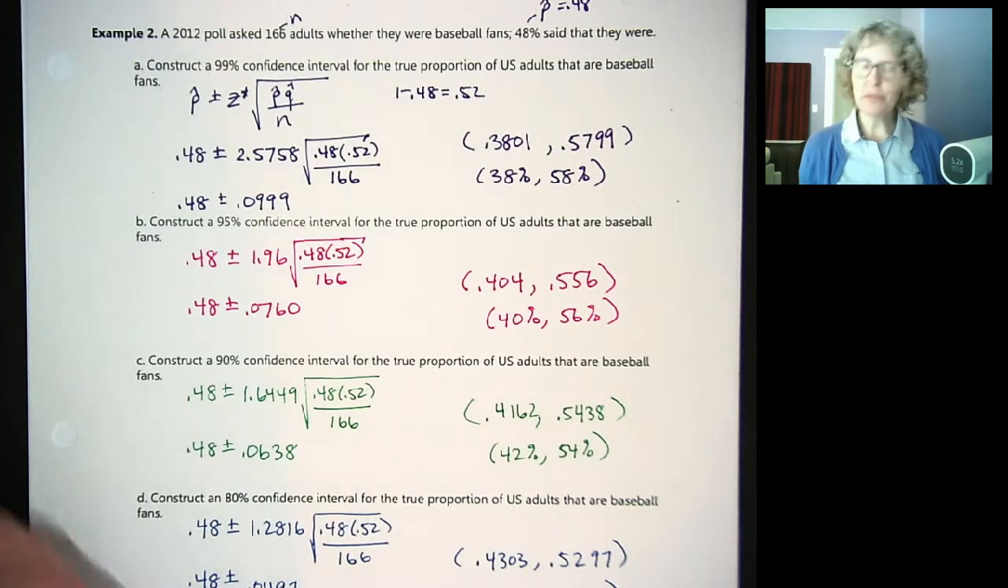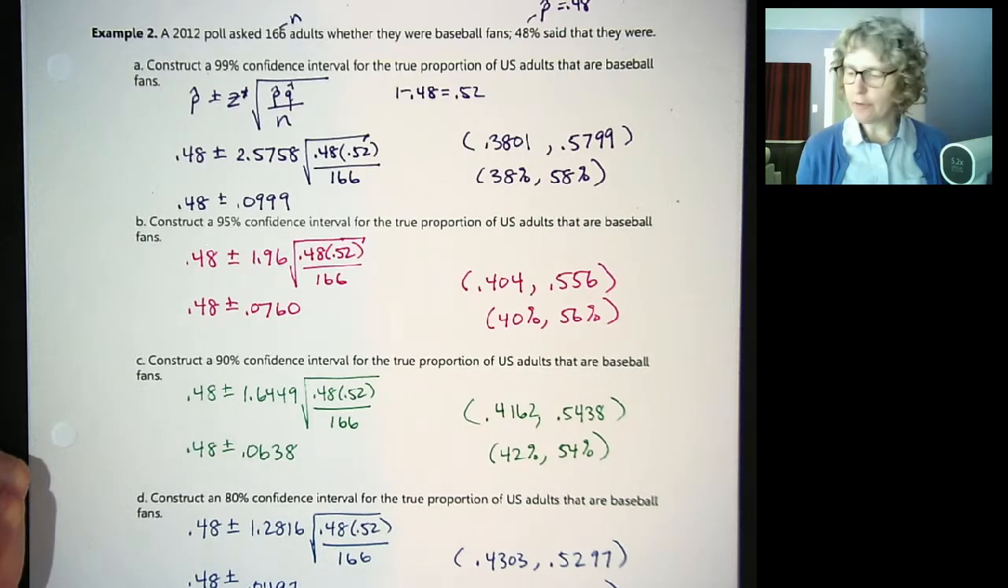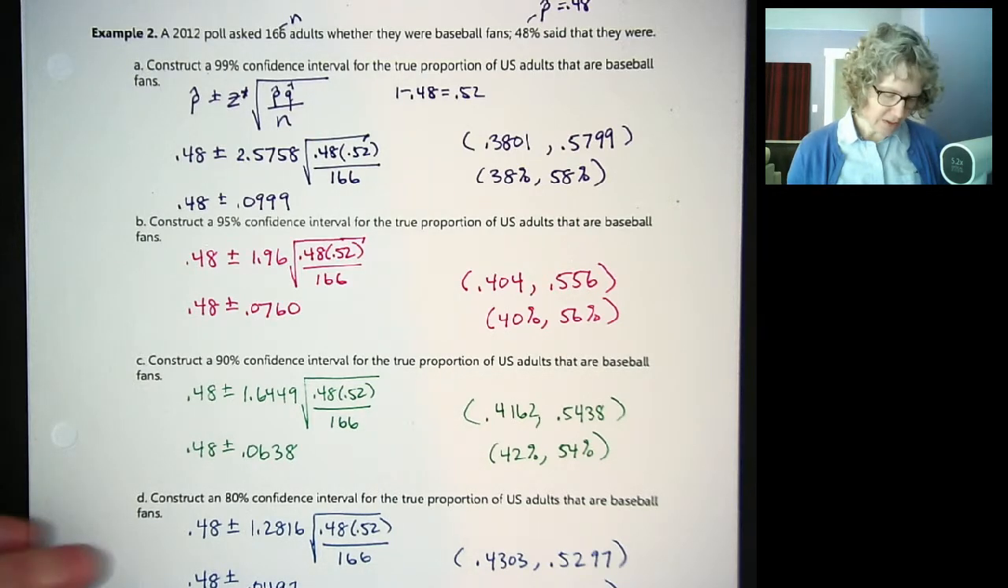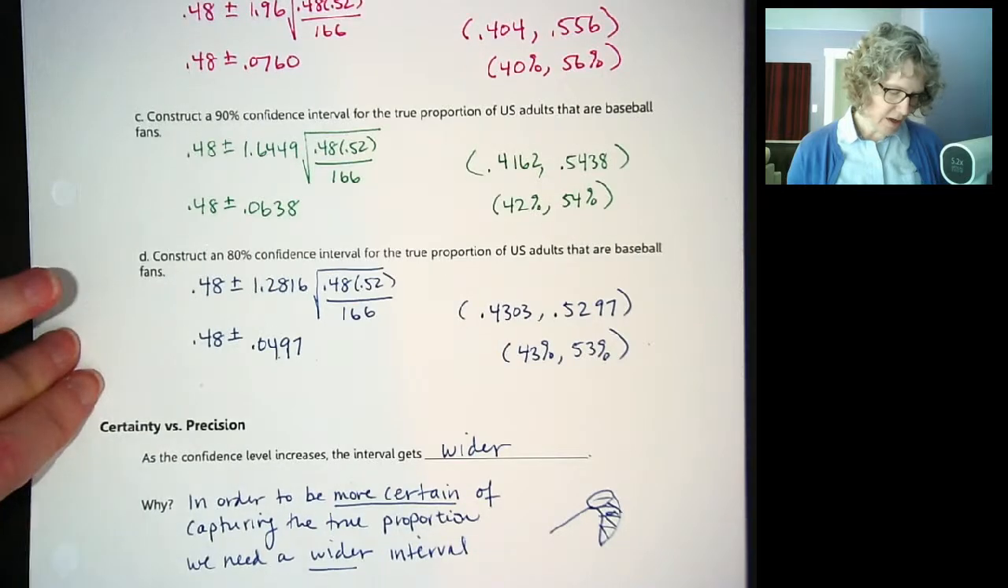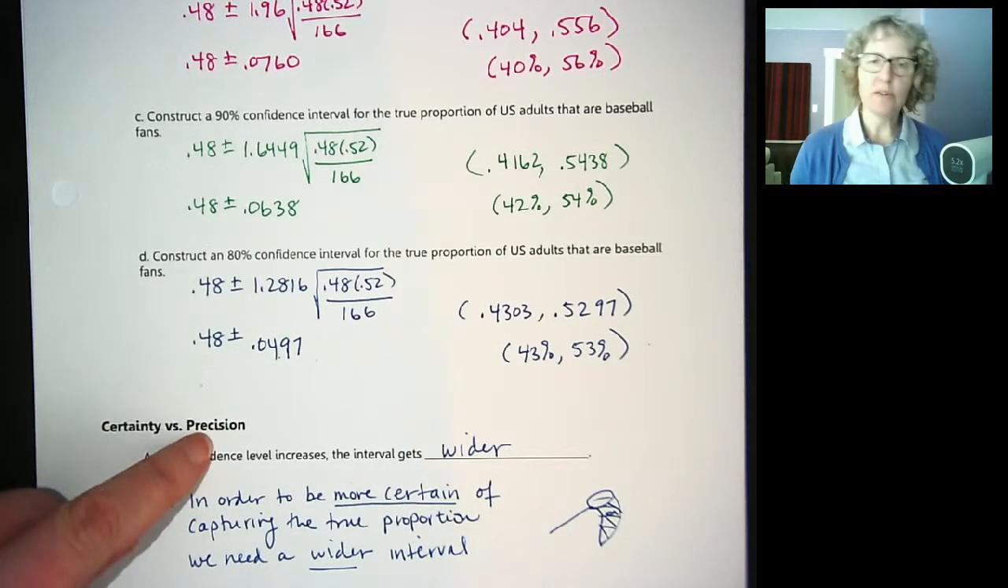Okay, great. So that's one example where we calculated all the different confidence levels, and we looked at what the pattern is between certainty and precision, meaning confidence versus the width of our interval.